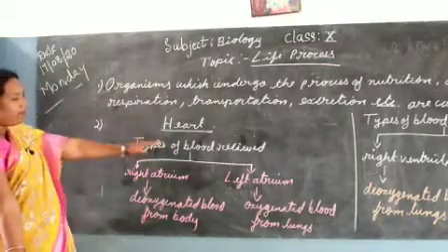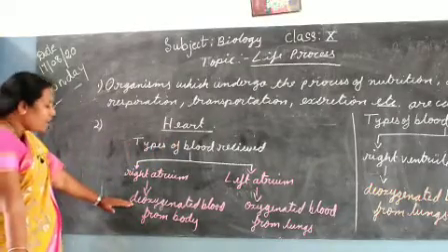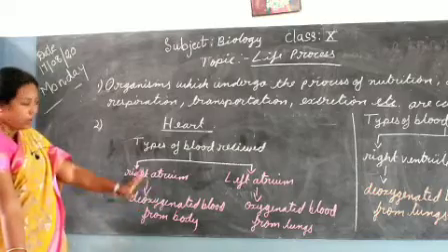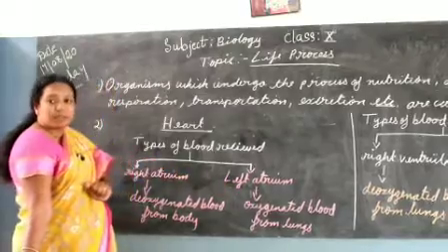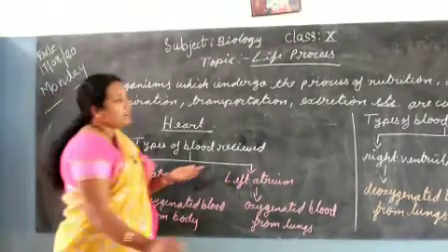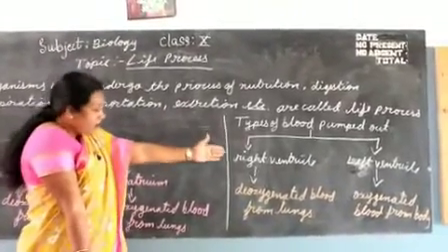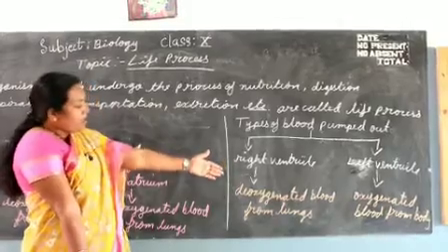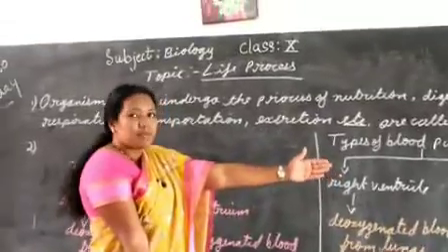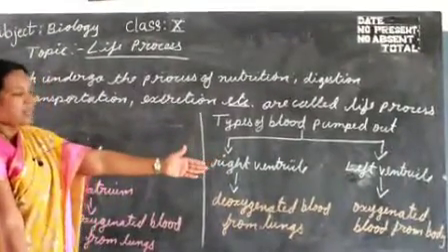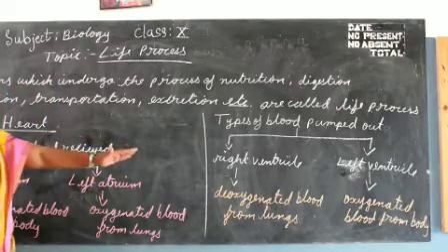Now, types of blood received. The types of blood received from the right atrium are deoxygenated blood from the body, and the left atrium is responsible to receive oxygenated blood from the lungs. Now, let us learn the types of blood pumped out. The right ventricle is responsible to pump out deoxygenated blood to the lungs, and the left ventricle is responsible to pump out oxygenated blood to the body. So this is how the atrium and the ventricle functions.